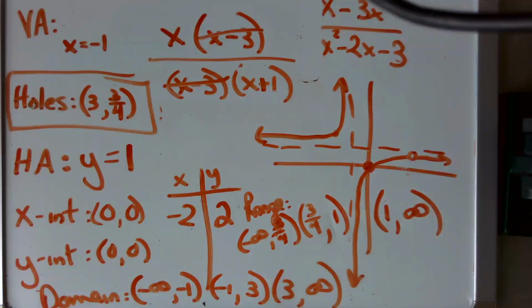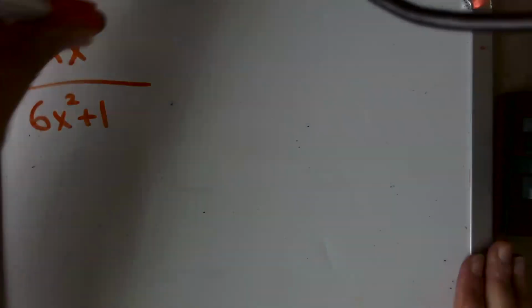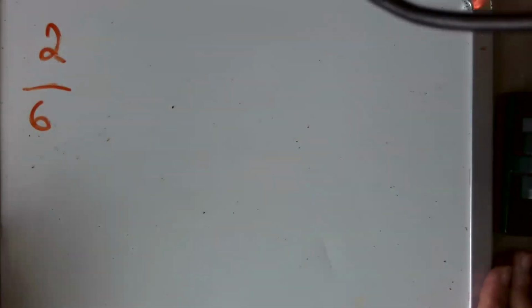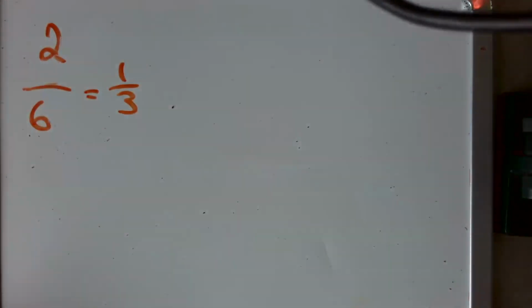Now, let's talk about the other two horizontal asymptote cases. Okay, so let's look at this one. This is the same case we had. The highest degree on the top and the bottom is the same. That means the horizontal asymptote is the coefficients of that highest degree term. And so that would be a horizontal asymptote of 1/3.